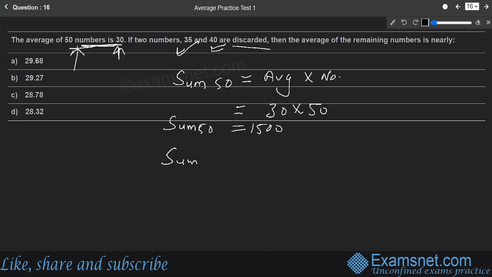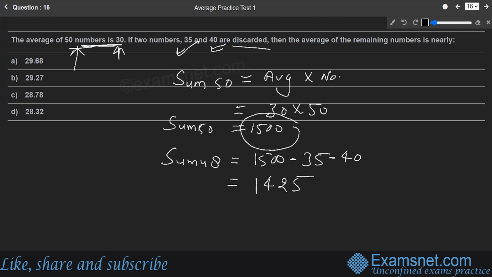So what is going to be the sum of those 48 numbers? It will be nothing but the old sum minus the 35 and 40, because those have been removed. So the old sum is 1500, minus 35, which has been discarded, and 40, which is also discarded. So the new sum becomes 1500 minus 35 minus 40, that is 1500 minus 75, which is nothing but 1425. So this is the sum of 48 numbers, 1425. The sum of 50 numbers is 1500. They're asking for the average of the remaining numbers.